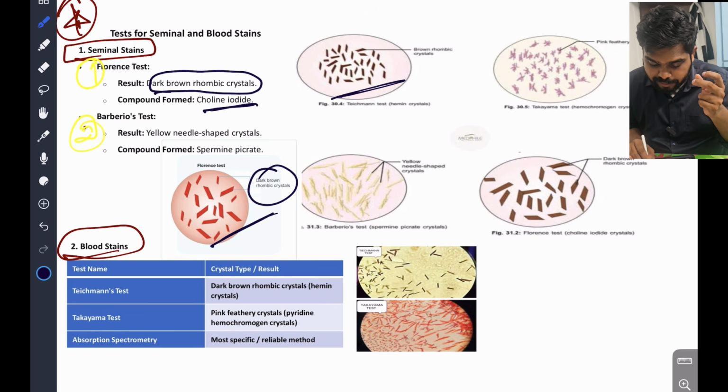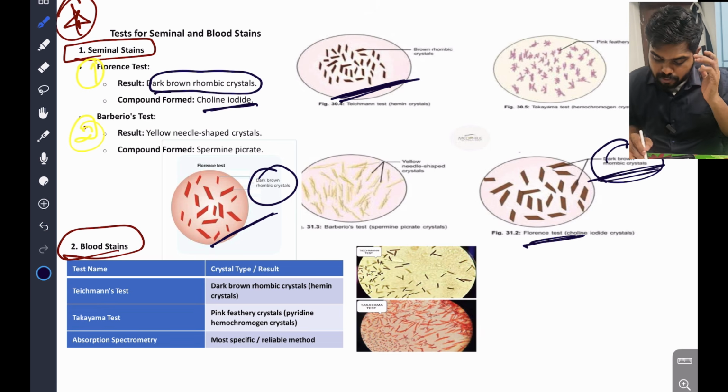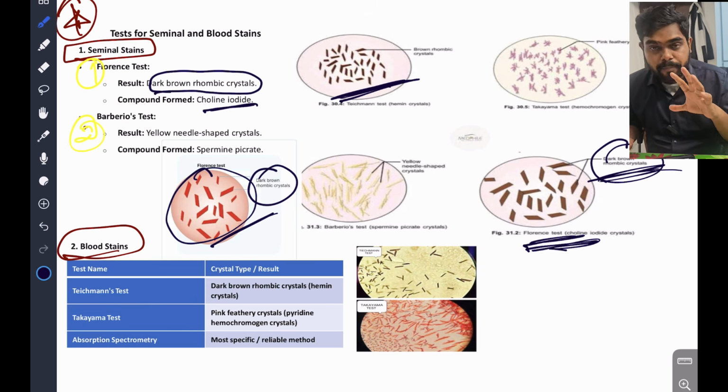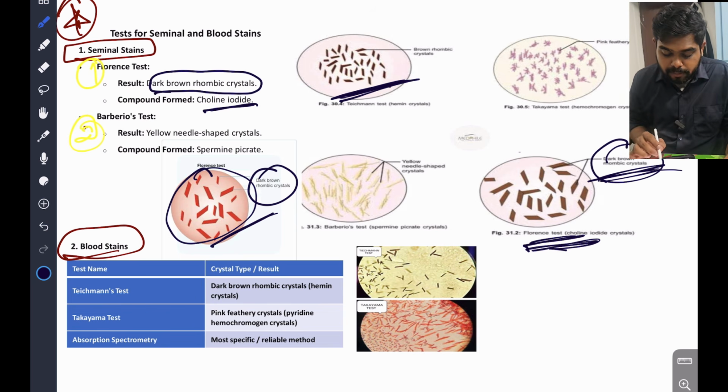This dark brown is clear here. So these are the brown rhombic crystals. Okay, so you can see here, Florence test, dark brown rhombic crystals. So it will be like this only. Like this Takeman test, similar only, brown dark. See, Florence test, dark brown rhombic crystal because of choline iodide. This is very important. And next is Barberio.